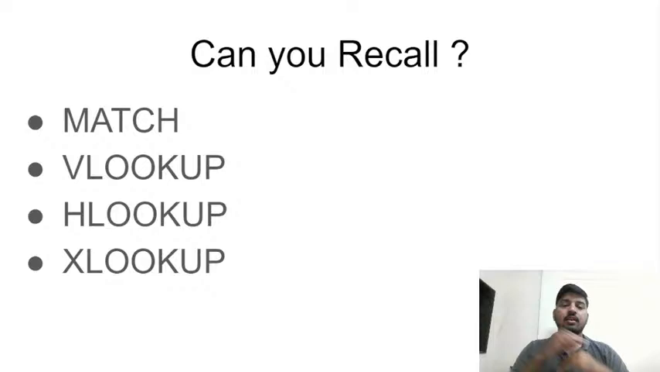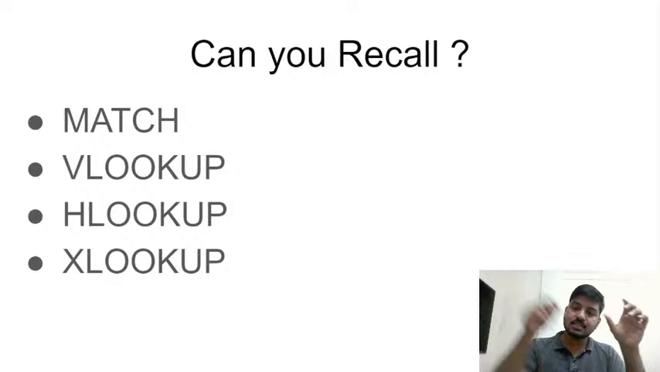XLOOKUP is an advanced version of VLOOKUP where we can search with multiple ranges, multiple conditions. Also, with VLOOKUP, we have a condition that whatever you want to search must be in the first column of the data. In that data sheet, it must be in the first column, then only you can search. In XLOOKUP, you can search in any column and you will get the value.